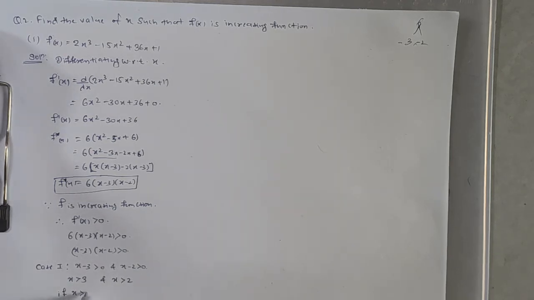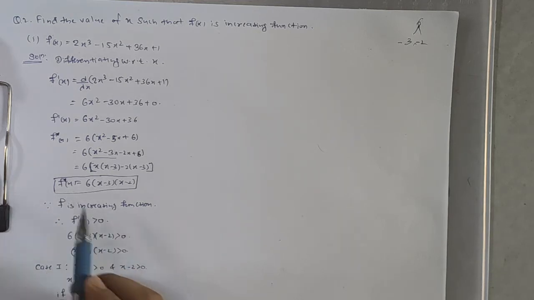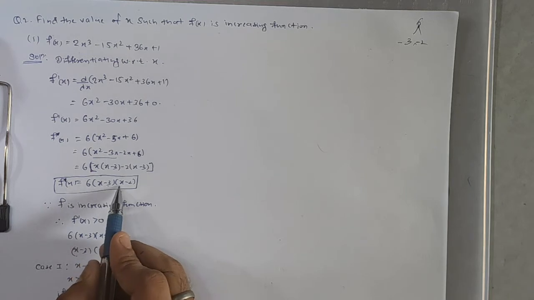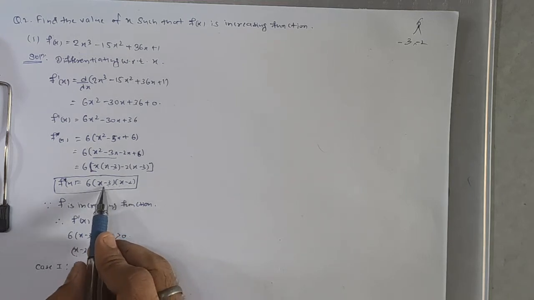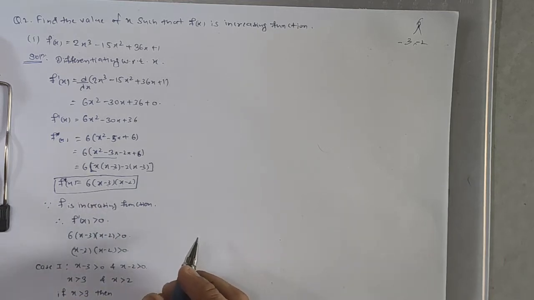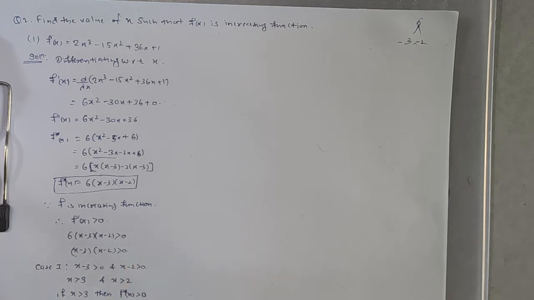So if x is greater than 3, then we have to check whether f dash of x is increasing or decreasing. X greater than 3 means, say, 4. If we take 4 minus 3, that is 1, and 4 minus 2, that is 2. So 1 into 2, 2, into 6, 12. Correct? So f dash of x will be greater than 0, so this is increasing.